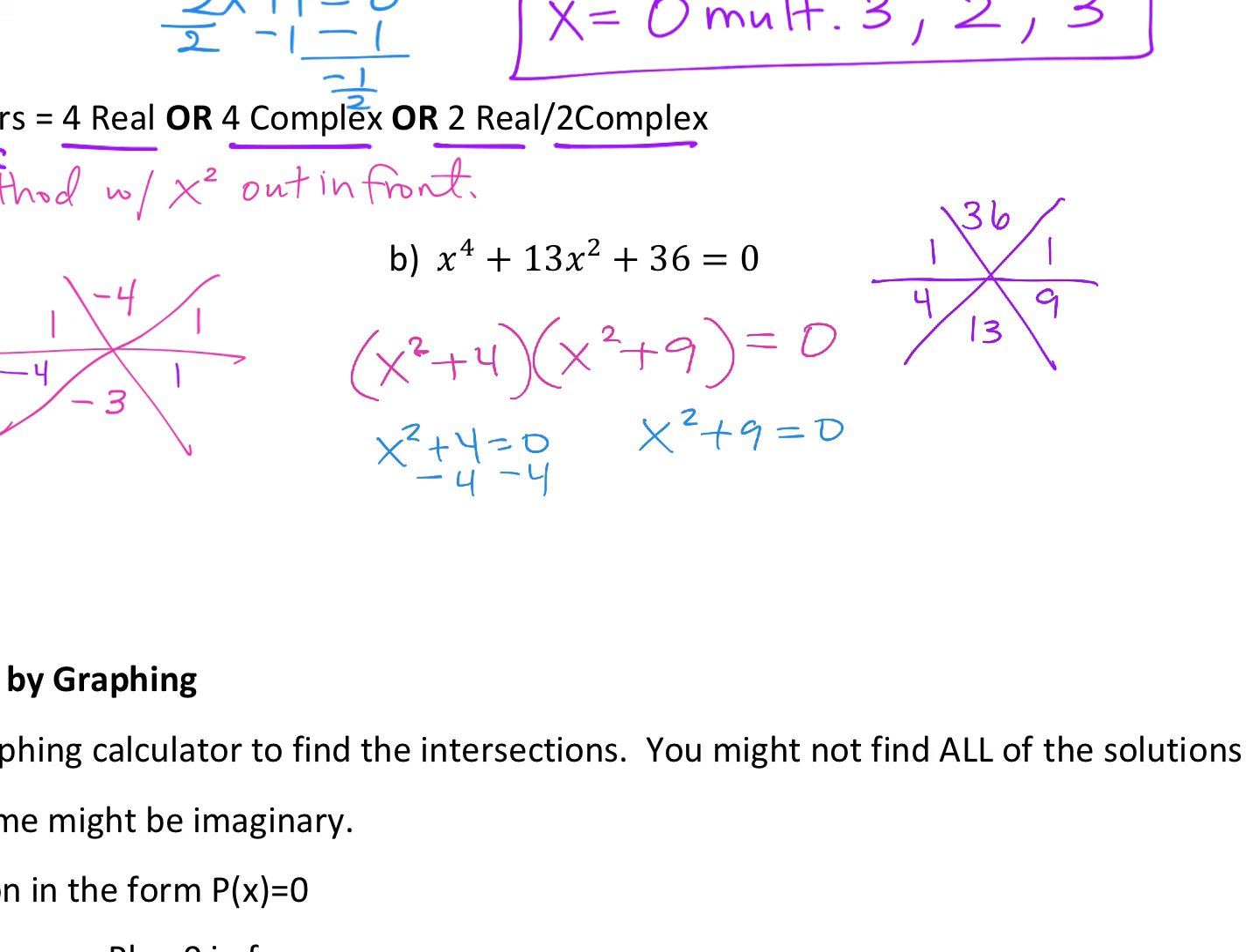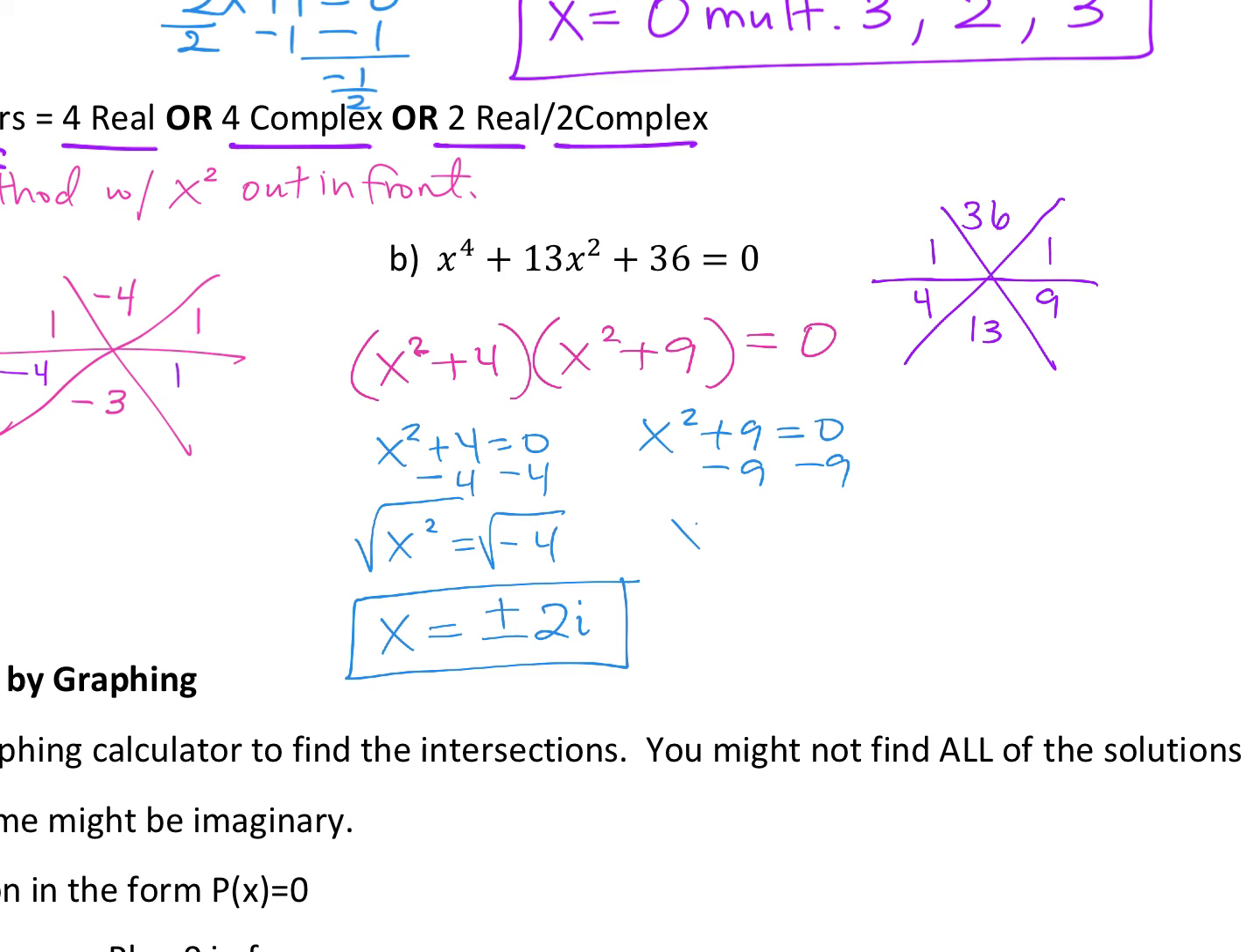We're going to take away the 4. So x squared equals negative 4. And then when we square root that, x equals, don't forget your plus or minus. What is the square root of negative 4 in simplest form? Plus or minus 2i. So there's 2 answers. Then over here, take away the 9. So x squared equals negative 9. Square root. So x equals plus or minus, what's that? 3i. So you got 4 solutions, but because they all have the i, all 4 are complex solutions.